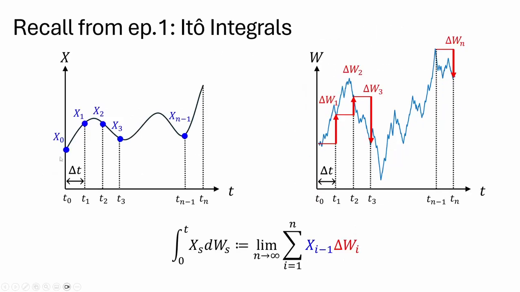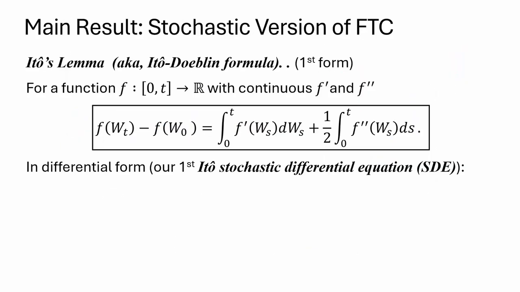The key is that the sample point for the function x is always the left endpoint of the time subinterval. And the function x must satisfy the so-called non-anticipation property. At any time instance, the value of the function x is independent of the future values of w. We may also write the Ito's lemma in differential form.